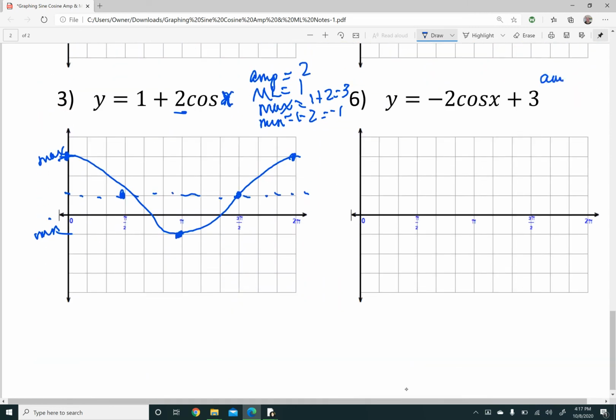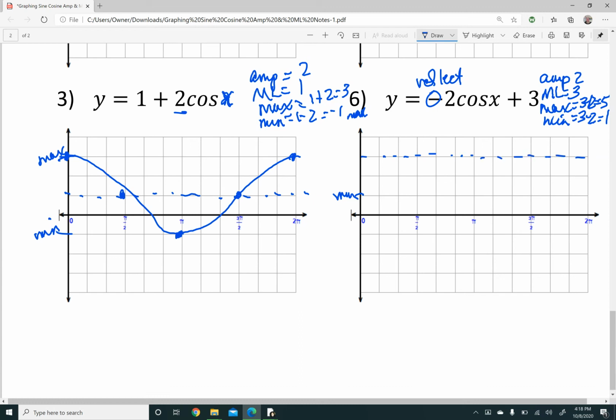Your amplitude here is 2, but we have a reflection here going on. Your midline is 3. Your max is 3 plus 2, which is 5. And your min is 3 minus 2, which is 1. So 1, that's your min, that's your max, and your baseline is 1, 2, 3 here.